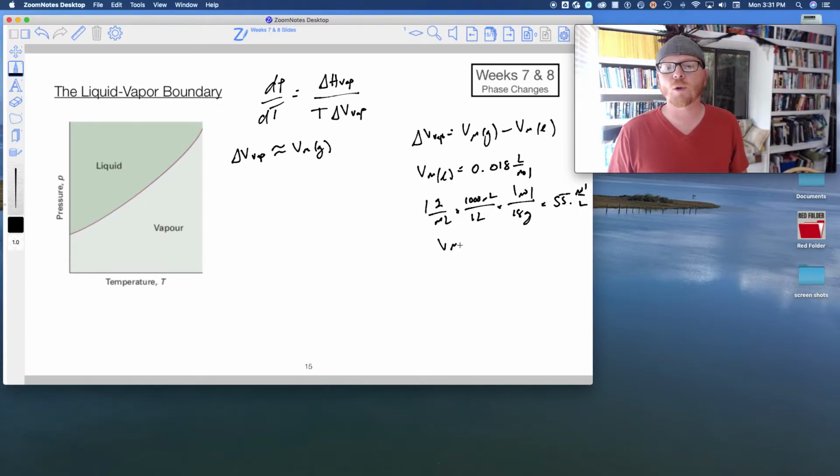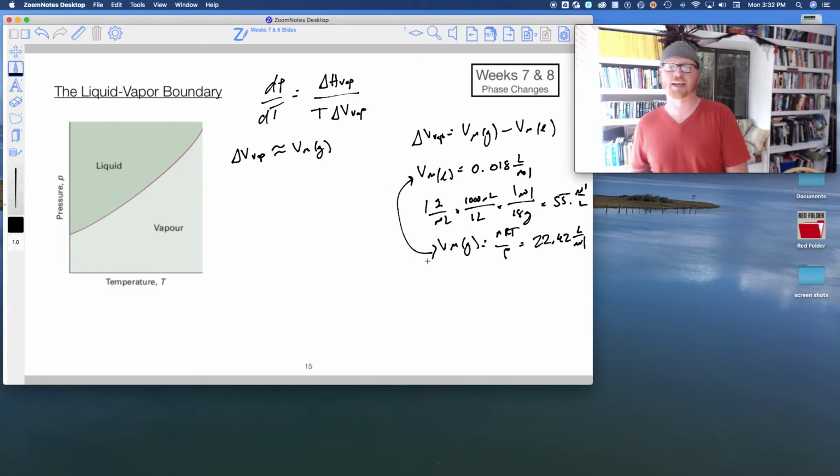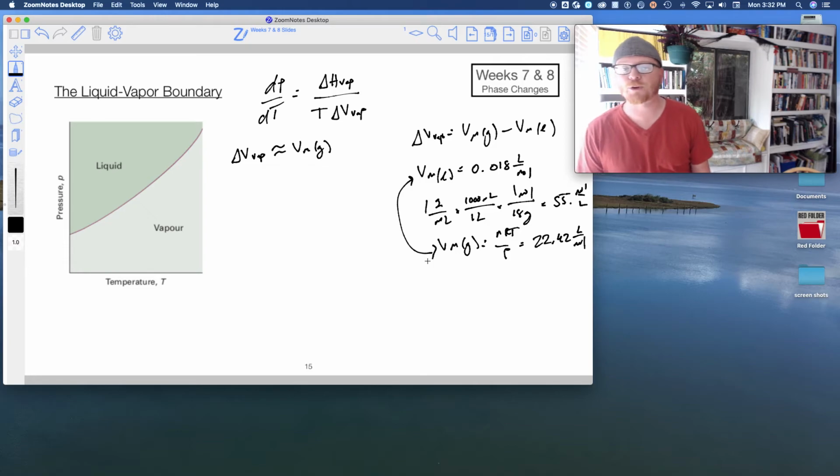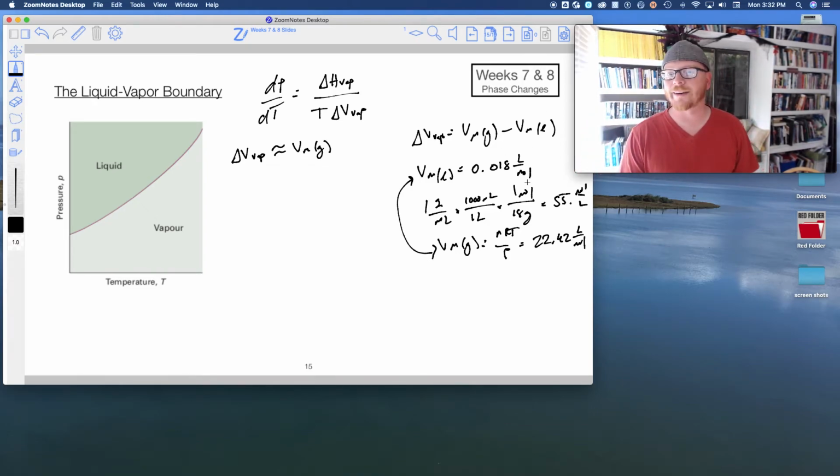But now what's the molar volume of a gas? nRT over P, right? nRT over P. And of course, at standard conditions, we recognize that that's 22.42 liter per mole. So compare those two numbers for just a second, right? 22.42 liter per mole versus 0.018 liter per mole. So basically, the delta V of vaporization is more or less just equal to the molar volume of a gas. Okay.